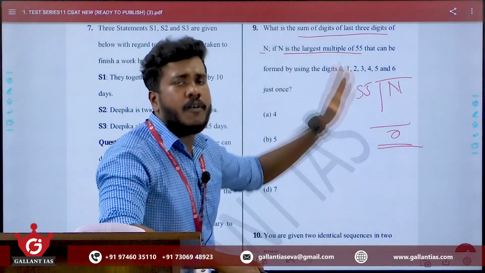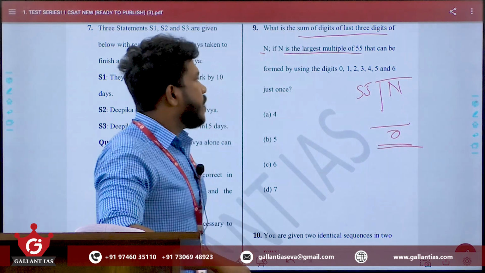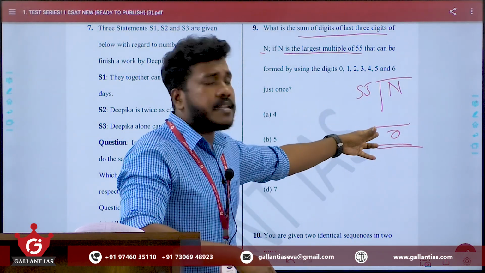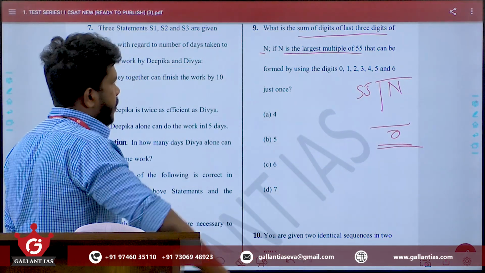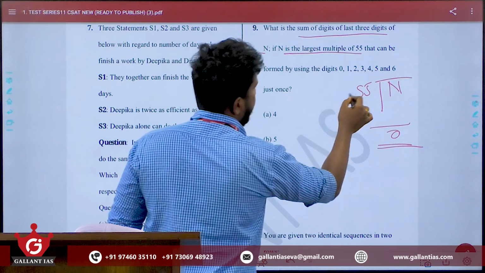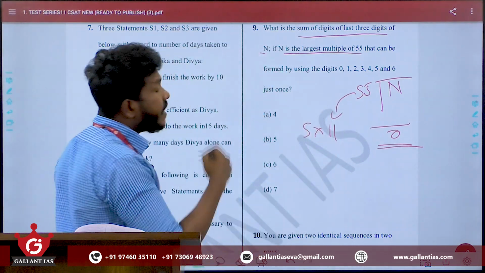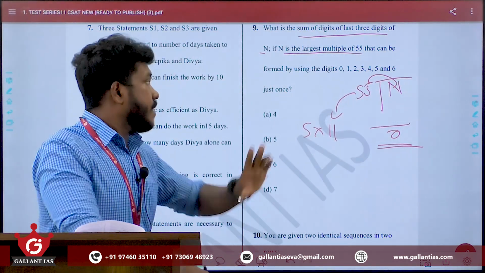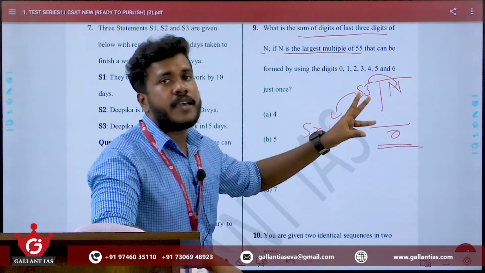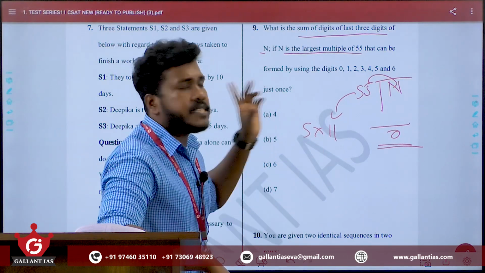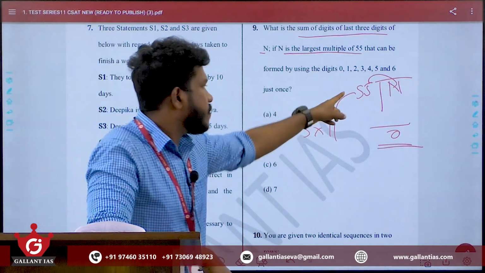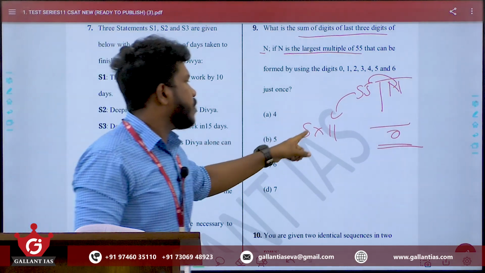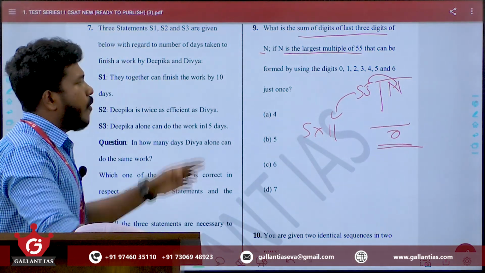If n is a multiple of 55, then when you divide n by 55, you get the remainder 0. Since n is a multiple of 55, you can write 55 as 5 into 11. So n should be a multiple of both 5 and 11. 5 is a prime number, 11 is another prime number, and 55 is a product of 2 prime numbers. Then n should be a multiple of both 5 and 11.